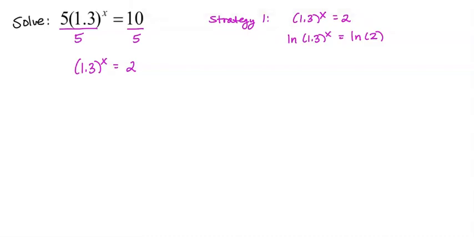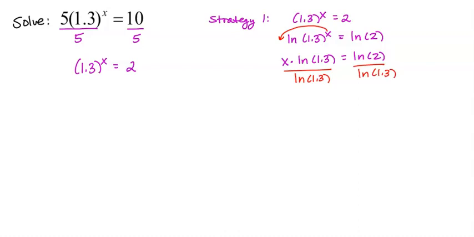So our properties of logs, our exponent property says anytime that you have an exponent inside of a log expression, we can move it out in front as a coefficient. So I can rewrite this as x times the natural log of 1.3 is equal to the natural log of 2. So now, solving for x, since it's x times the natural log of 1.3, I can divide both sides of my equation by the natural log of 1.3.